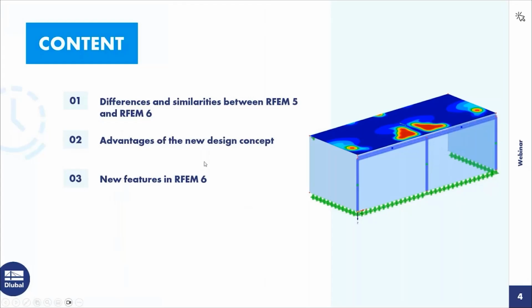I start with a new model. That's the finished model, a simple model with steel frames and a concrete surface. And I explain to you step by step what is similar, what is new, and so on. The webinar is also valid for RSTAB, but in RSTAB there are no surfaces possible. But the other workflow is also valid for this program.